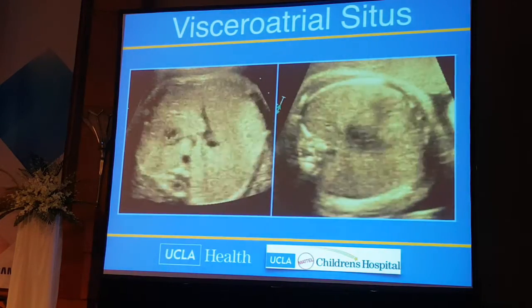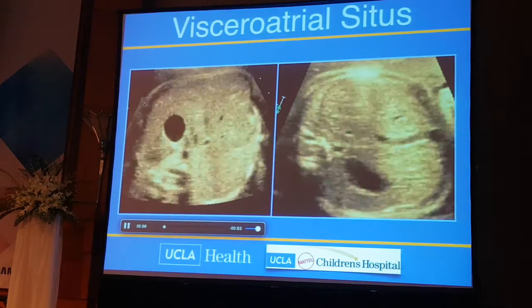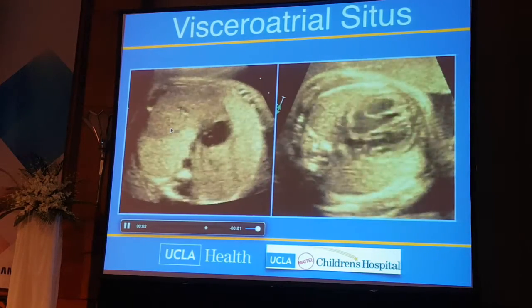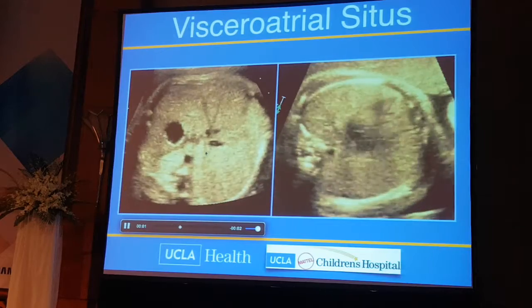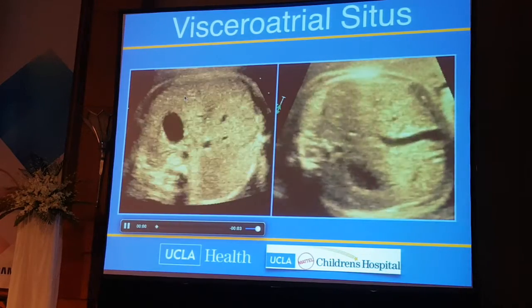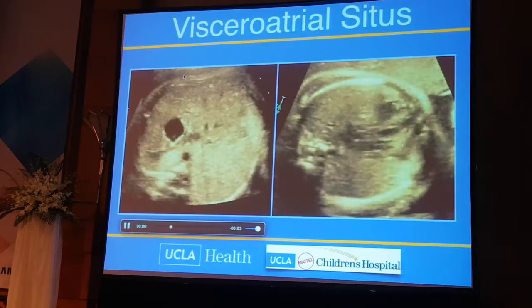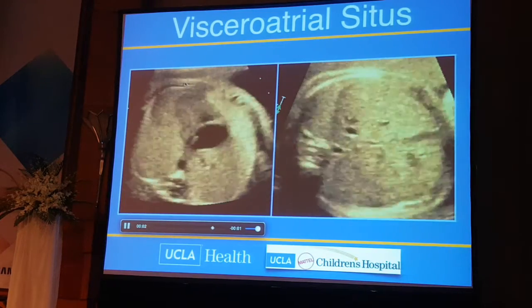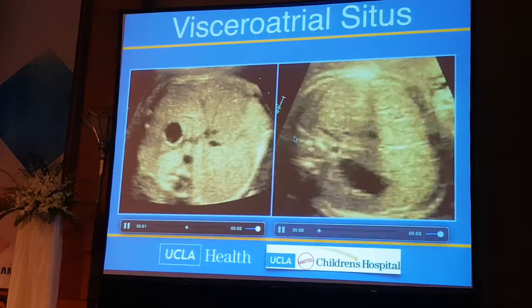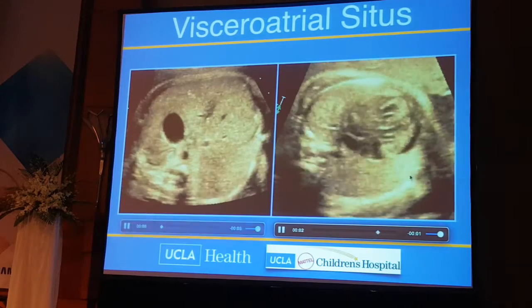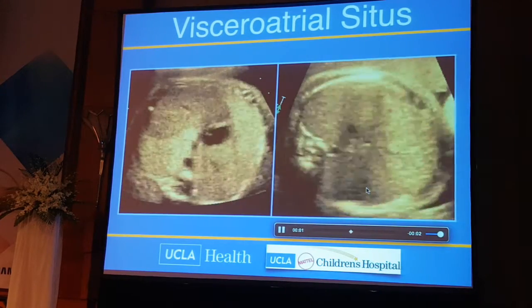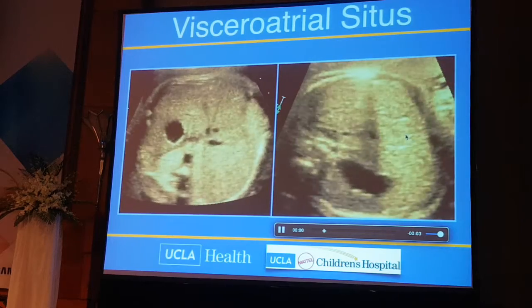So here's some examples. Visceral situs on the left is normal: stomach, descending aorta and IVC, sweeping up, and you can see the heart on the left with the apex 45 degrees to the left. Whereas here on the right, you can see the stomach on this side and the heart on the other.